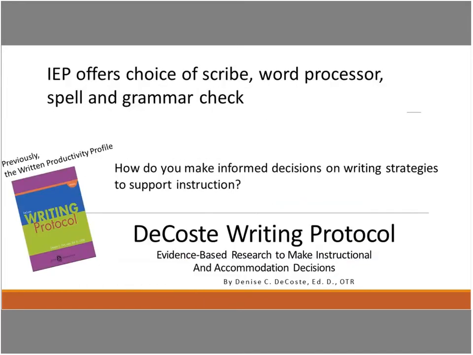Another tool to consider is our written productivity profile. That was what it was called previously, but now it's called the DeCoste writing protocol. And that's when you want to make decisions about whether the student needs a scribe, word processor, spell check, grammar. Do they need word prediction? Which one of these things is going to help them improve their writing responses? So you're trying to make informed decisions about what writing strategy is going to support the student in this instruction.